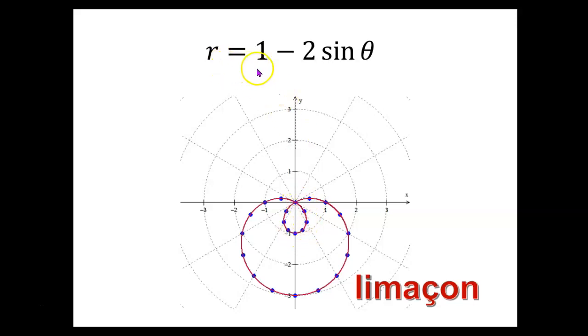So as we go around, we have this inner loop that happens when r is negative, and we have this outer loop that happens when r is positive. And this particular kind of curve is what's called a limacon. It helps to remember that it looks kind of like a lima bean. So you can have a limacon that has one of these inner loops, or you can have one that doesn't. That's just kind of dented, but just goes all the way around.